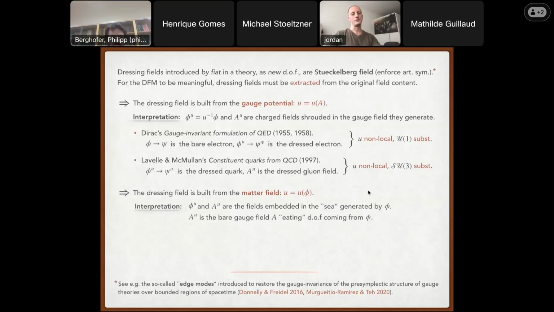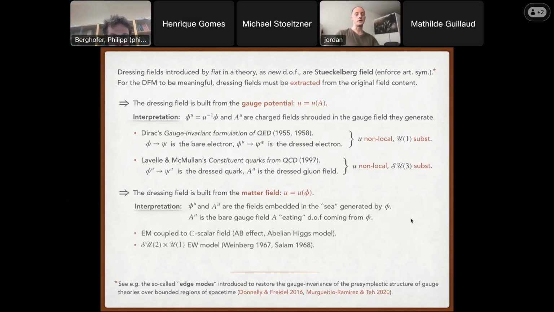One other way of interpreting such an object has been to say that the bare gauge field eats degrees of freedom from phi. As you know, this is the case in the spontaneous symmetry breaking mechanism. At least this is how it is talked about and interpreted, which I find slightly ridiculous, but fine. This is something you can find in the literature. One example of this would be scalar electromagnetism, with which you can model the Aharonov-Bohm effect or the Abelian-Higgs model. Another, of course, important example is the SU2 cross U1 electroweak model, right?